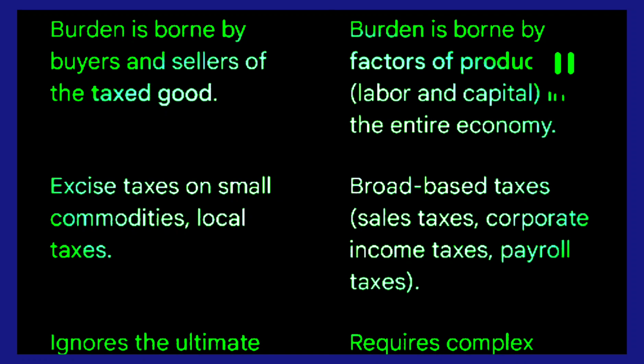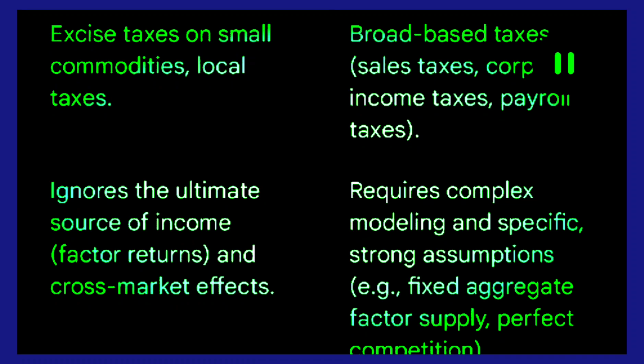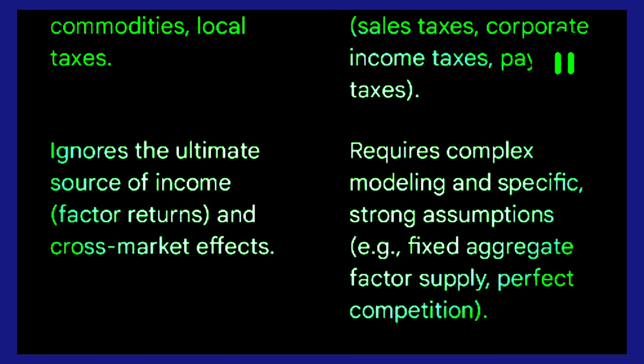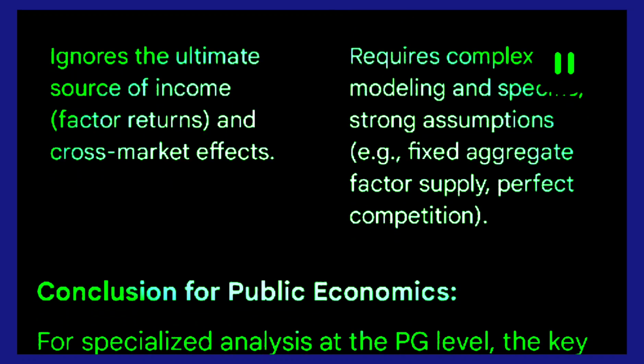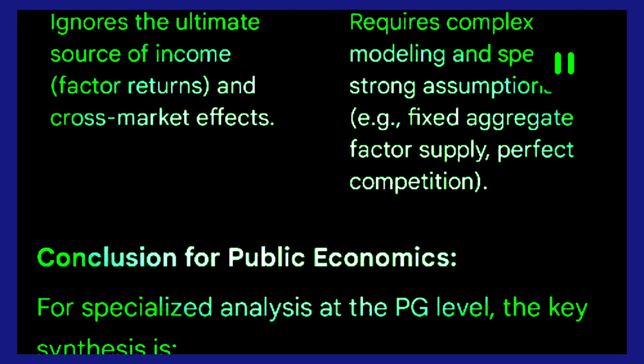Appropriate for: excise taxes on small commodities and local taxes in PE; broad-based taxes, sales taxes, corporate income taxes, and payroll taxes in GE. Limitation: PE ignores the ultimate source of income, factor returns, and cross-market effects. GE requires complex modeling and specific strong assumptions, e.g., fixed aggregate factor supply, perfect competition.